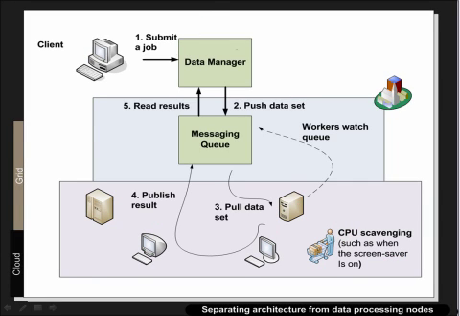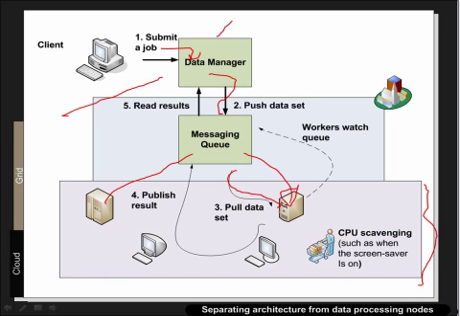So the way that it normally happens is that there's some decoupling of the client from the actual allocation of the task. So in this way we can submit a job to a data manager. We then push that data to a messaging queue, and then each of the workers watch the queue. The first one to pick up the message will then download the dataset, run the task, and then publish the result back into the message queue, which is then sent back to the data manager.